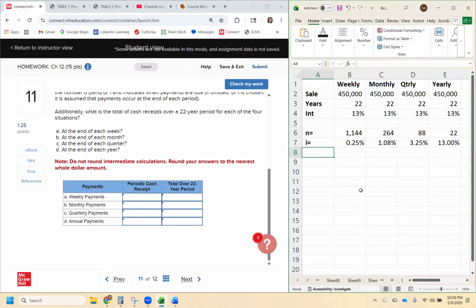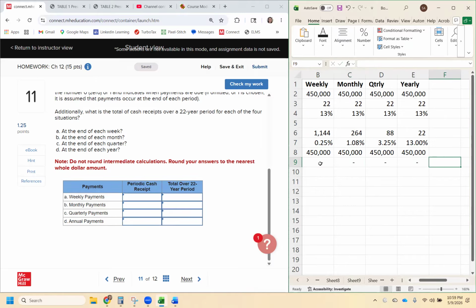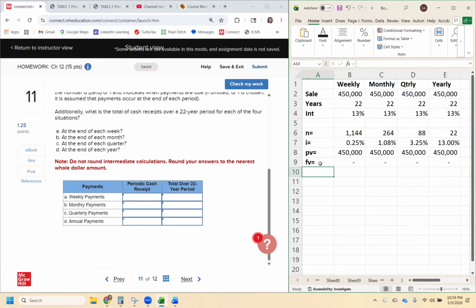All right, very good. The present value right now is $450,000 for each of these, and the future value for each of these is 0. They pay the loan off all the way. How much will the payment be under these scenarios? So a total of 1,000 payments, 260 payments, 88 payments, or 22 payments.